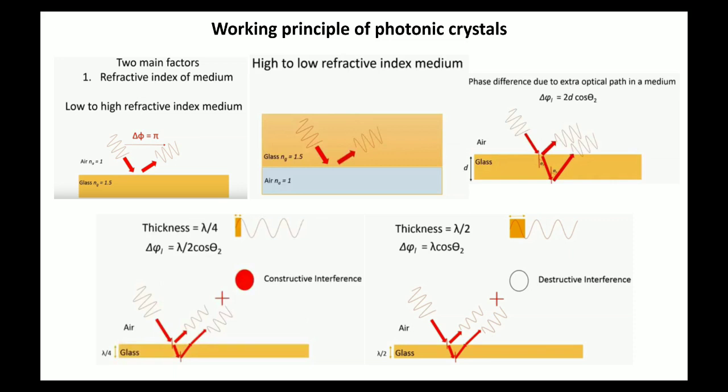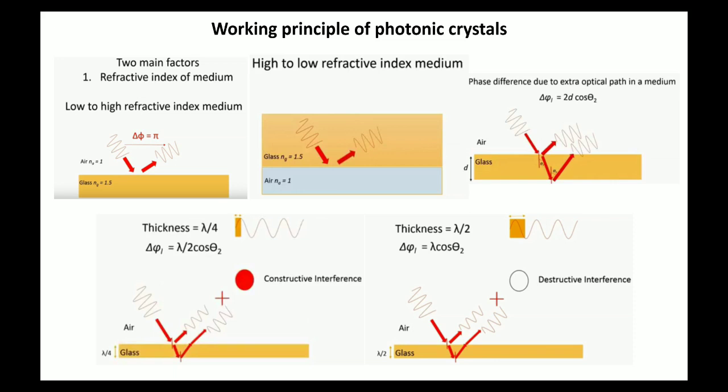Now if the thickness of the glass is lambda by 2, then the path difference becomes lambda cos theta 2. In that case the two reflected rays destructively interfere, and because they destructively interfere, the output is nothing, no light, no color will be observed.